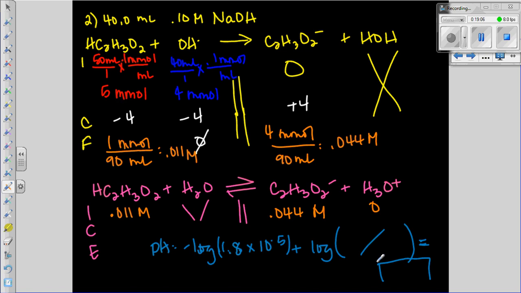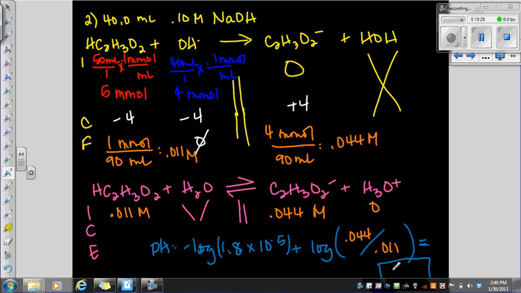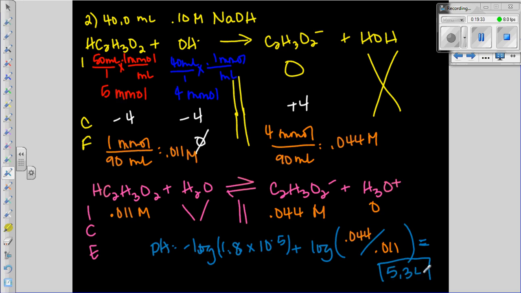Okay, once again, I can do Henderson-Hasselbalch because I have amounts of each of these. So I'm going to do the conjugate base divided by the acid concentration. So I'm going to do the negative log of my Ka plus the log of 0.044 divided by 0.011. That is going to give me a pH of 5.34.